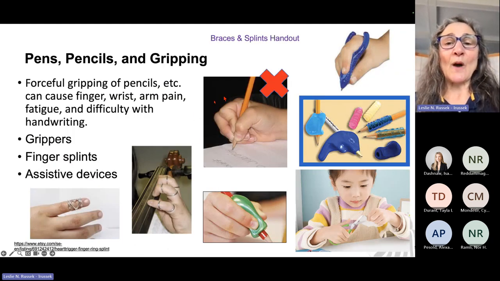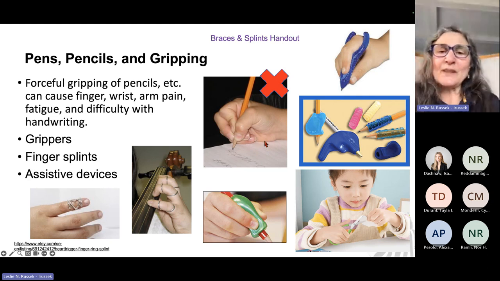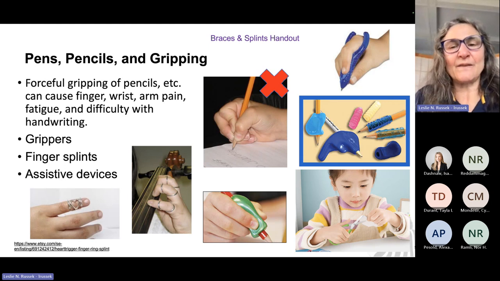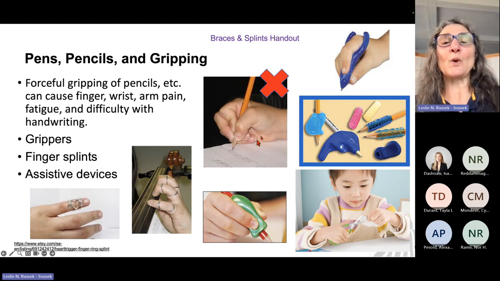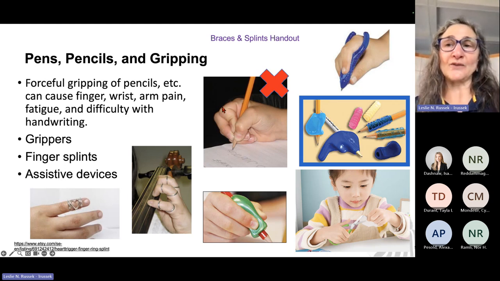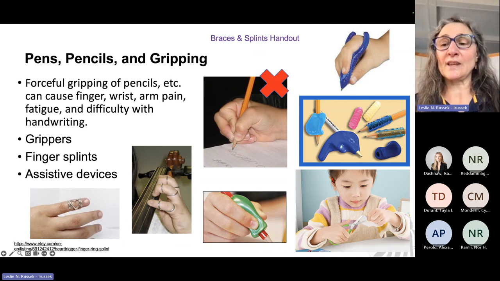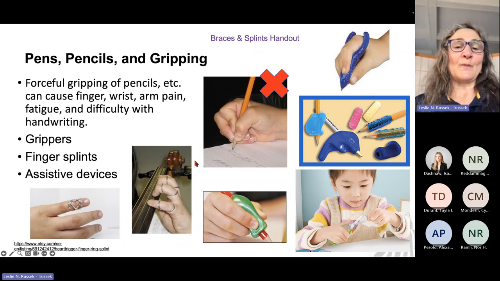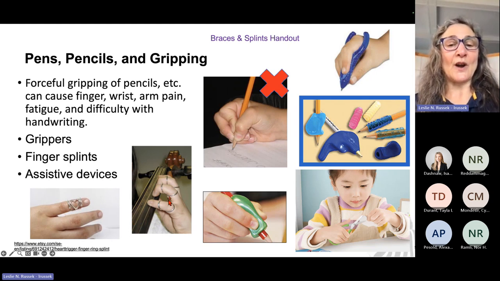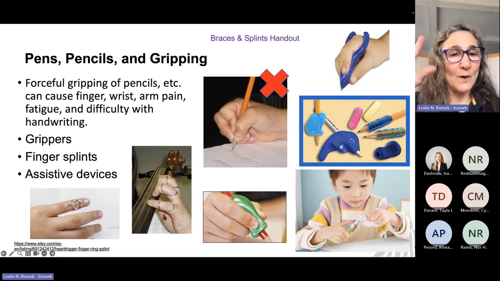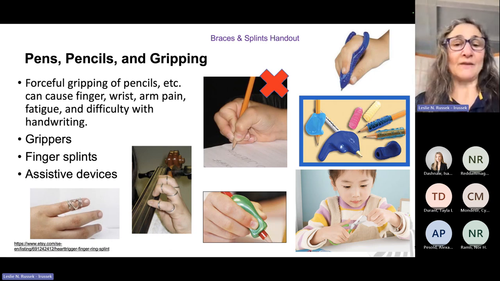Hands can be a problem, so hypermobile fingers will tend to lead to really forceful gripping so that they have a grip and so that they can feel where their fingers are. But of course, that will cause pain in the fingers and pain in the forearm muscles. So there's a whole bunch of assistive devices for kids for writing, for dynamic use. So if they're musical, there are dynamic splints that can allow the fingers to move, but give them stability so they don't move in the wrong direction.